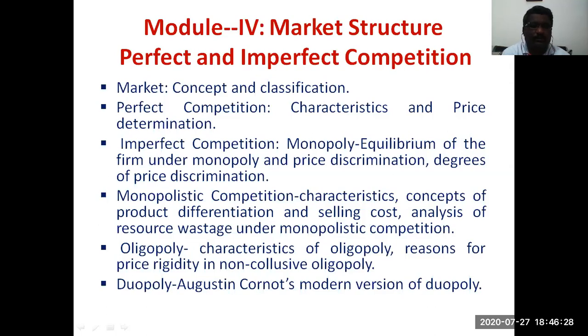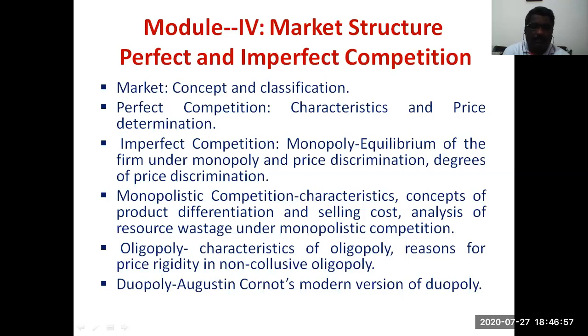So the next type of imperfect competition is oligopoly. In this module, we are going to study the characteristics of oligopoly and the reasons for price rigidity in non-collusive oligopoly. Only these two topics have to be studied in this module, in this oligopoly topic only. Characteristics of oligopoly, reasons for price rigidity in non-collusive oligopoly.